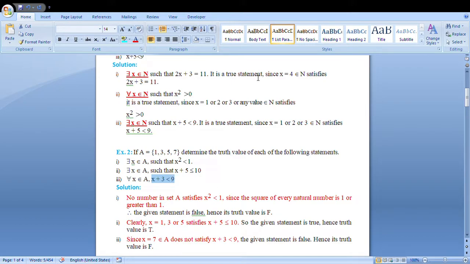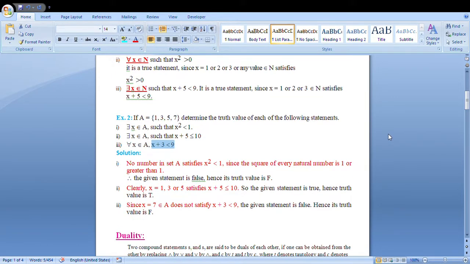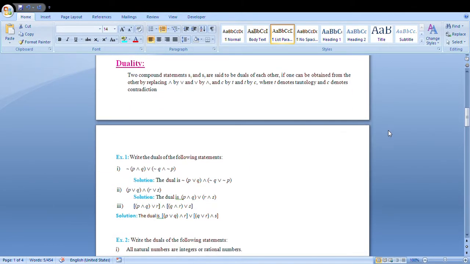false. Now let us consider another interesting part of this topic, that is called duality. It is supposed to be the simplest topic in this chapter. Duality means in the statement there are some symbols given: or, and, T for tautology, C for contingent. You have to just replace them. In the place of and, you have to write or. Where it is or, you have to write and. If it is written as C, you have to write T.